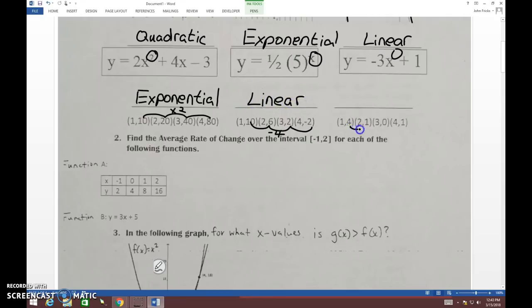Then we have 4, 1, 0, 1. So I see there's 2 1s repeating. Therefore, it has to be the same on both sides, and shapes that are symmetric are parabolas, and parabolas here are going to be quadratic.